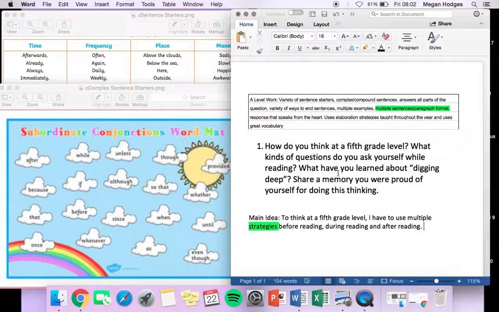Okay. And look at how I restated this question. To think at a fifth grade level, so making sure that I have my subject. I know it's a complete sentence because I'm talking about I. Okay, but rather than just say that, I know that to get that paragraph, I have to provide multiple examples. So I'm going to do that piece right here.